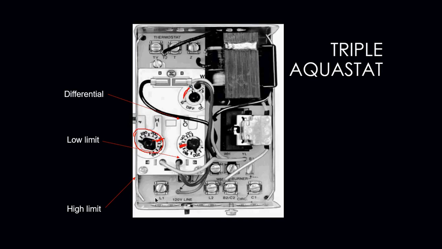Okay, our connections, L1 and L2, is right down here. Our B1 and B2 is actually right here, and C1 and C2 is right here. Okay, thermostat connections are up here. Transformer, relay.